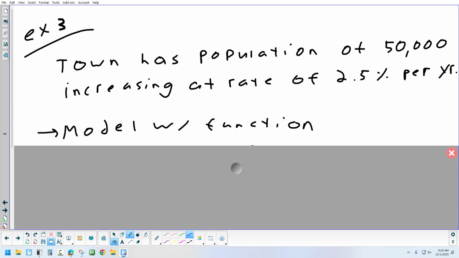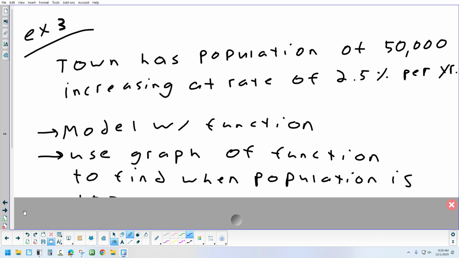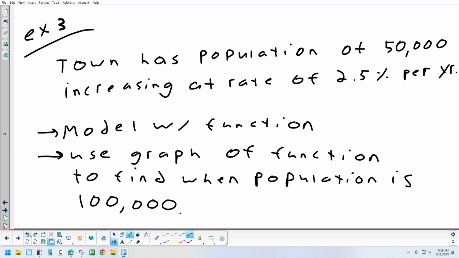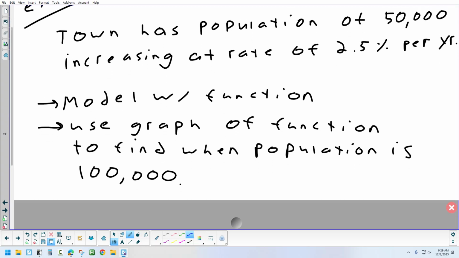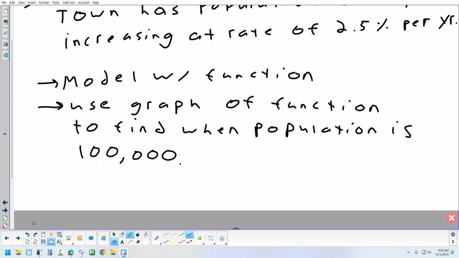So they want us to represent that with a formula. And then we're going to graph the formula, and we're going to figure out when the population basically doubles, when the population reaches 100,000 people. Okay. So let's first write down the formula that we're going to use. I'm going to use A for amount. So we're going to have an amount of people as a function of time.